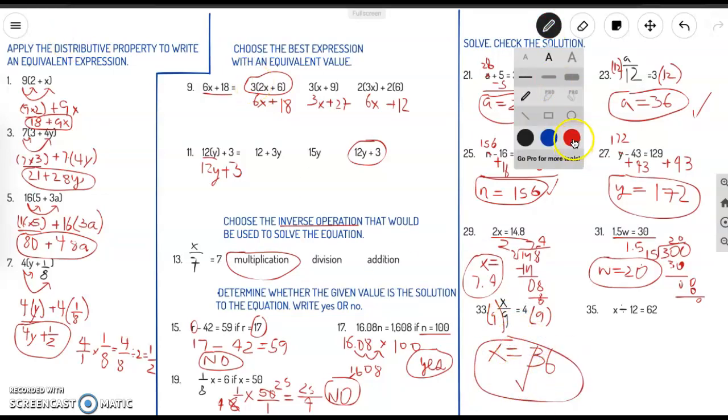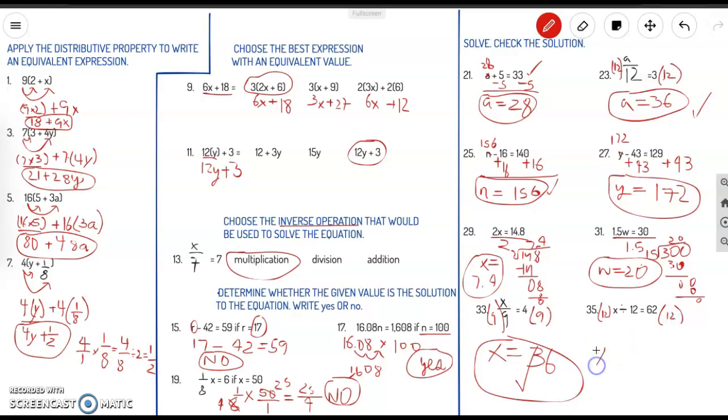Cool. 35. x divided by 12 equals 62. Inverse operation of divided by 12 is multiply by 12. The 12 cancels out on the left. So x equals 62 times 12, which is? It's 744. Go ahead and check. What is 744 divided by 12? Should be 62. Cool. I'm going to stop here and move on to part 2 of the video.